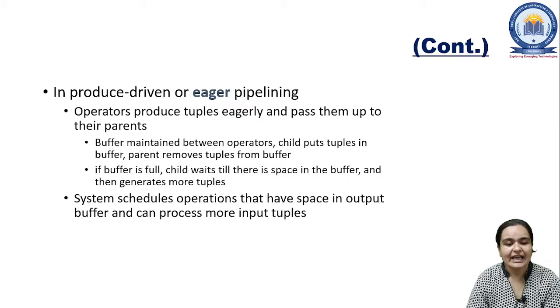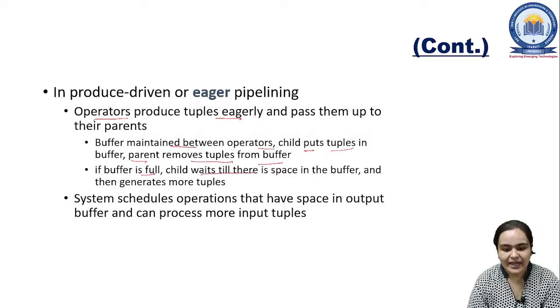Next is producer driven, also called eager pipelining. Operators produce tuples eagerly and pass them to their parents. A buffer is maintained between the operator and its child: the child puts tuples in the buffer, and the parent removes tuples from the buffer. If the buffer is full, the child waits till there is space in the buffer and then generates more tuples. The system schedules the operations that have space in their output buffer and can process more input tuples.